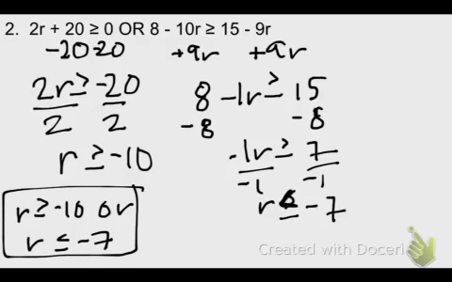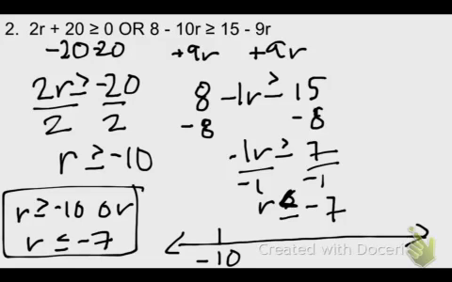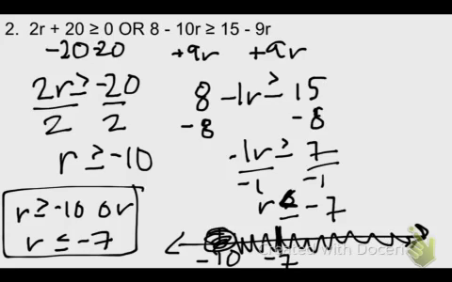Now I need to go ahead and graph. So I'm going to jot down a number line here. Here is negative 10. So I need to shade all the values that are negative 10 or greater. So it's going to be everything over here to the right. Or, here's negative 7. I'll put it right here. Any values that are negative 7 or less.